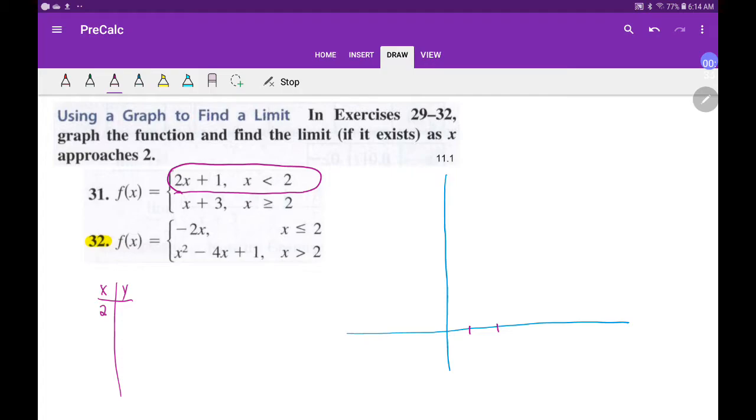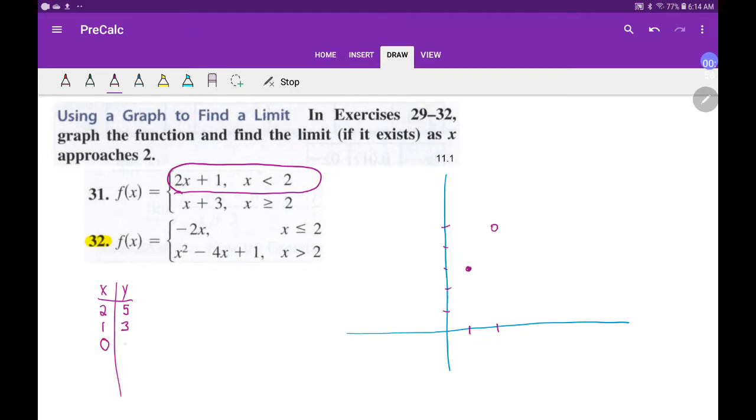When x would be 2, I would be 5. I'll put an open circle here. I'm not allowed to be that. So I'm allowed to be 1. When I put in 1, I get 2 plus 1 is 3. So let's see, there's a dot at 3.